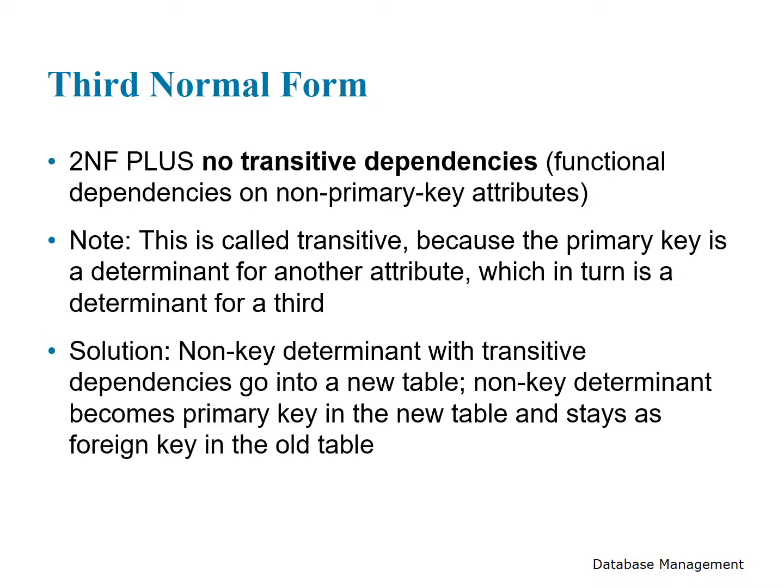a non-primary key attribute is called transitive because the primary key is a determinant for another attribute, which in turn is a determinant for a third. Solution: non-key determinants with transitive dependency go into a new table. The non-key determinant becomes the primary key in the new table and stays as a foreign key in the old table.